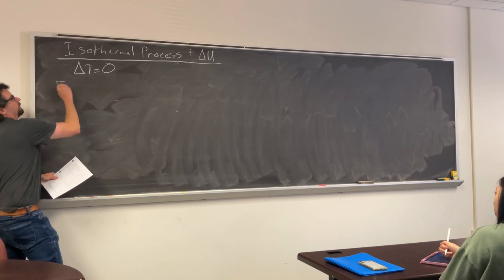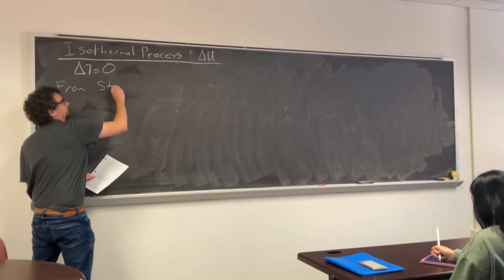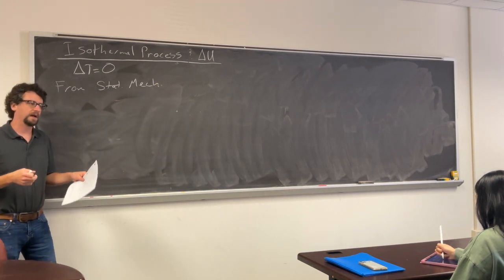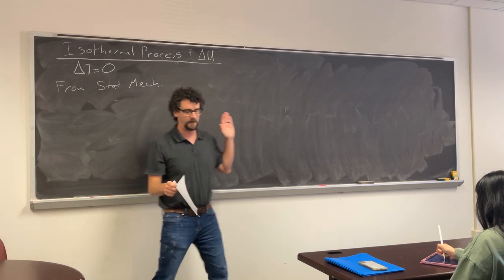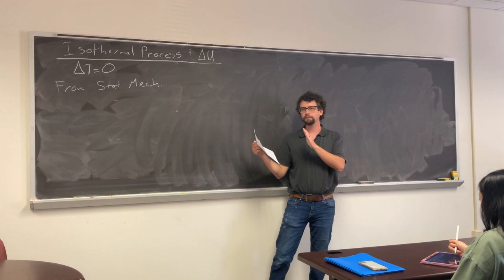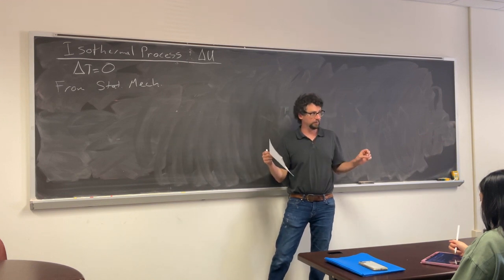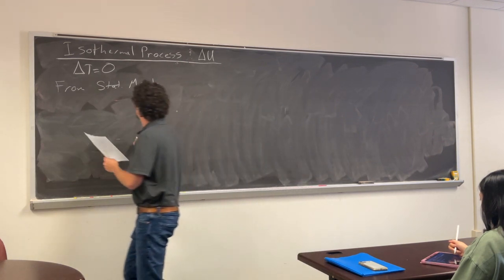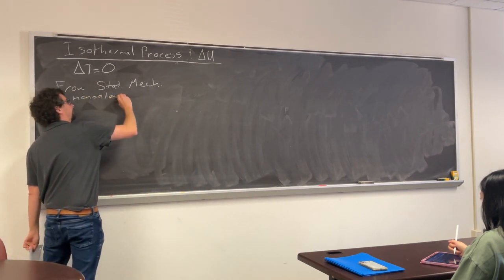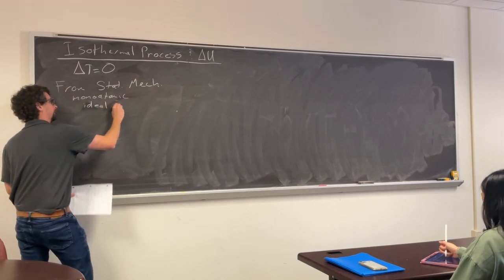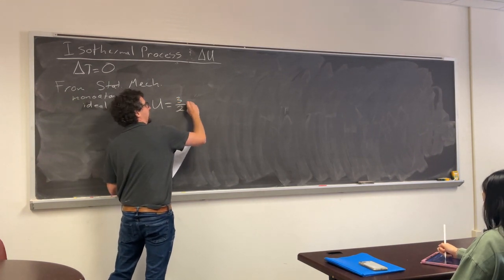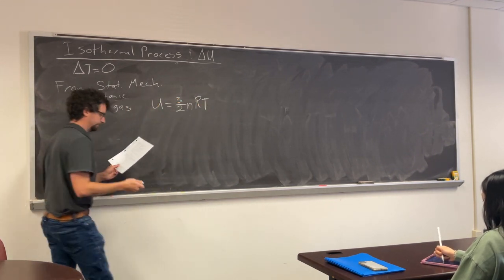And I said from statistical mechanics, where you look at kind of a combination of thermodynamics and quantum chemistry, things are quantized, and you assume things are made of little particles. What you can find for a monoatomic ideal gas is the internal energy of that system is equal to 3/2 nRT.